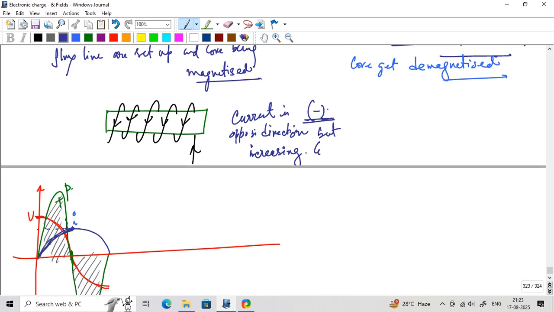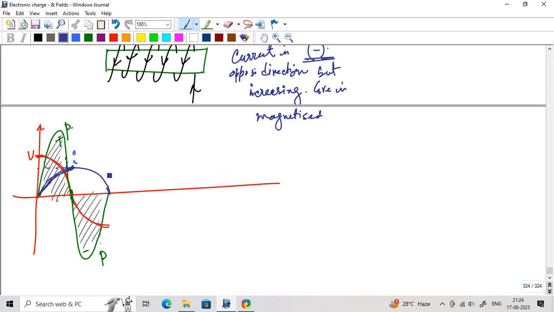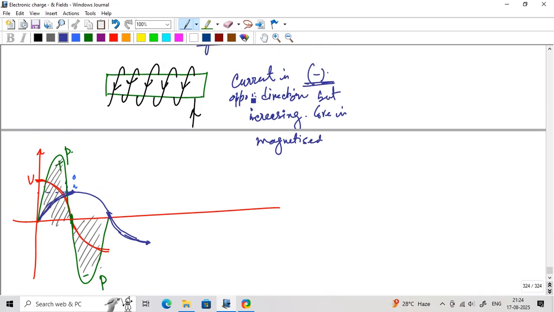So here the core is magnetized. And see that the diagram represents the current is increasing in the negative direction. Sorry, the current is increasing in the negative direction. Current in the opposite direction, but increasing.